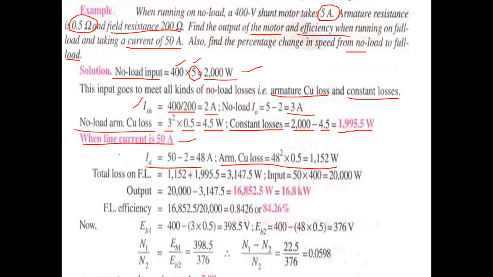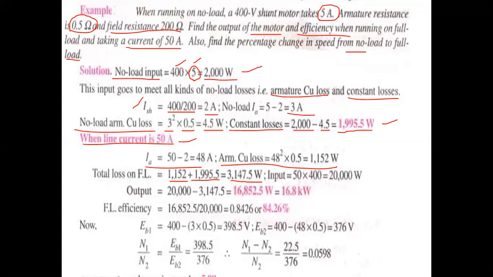Now armature copper losses are found and constant losses are already calculated, which is 1995.5 watts. Then total losses on full load is equal to the addition of these two losses, meaning armature copper losses at 50 amperes of line current and constant losses, which gives total losses at this 50 amperes of line current.